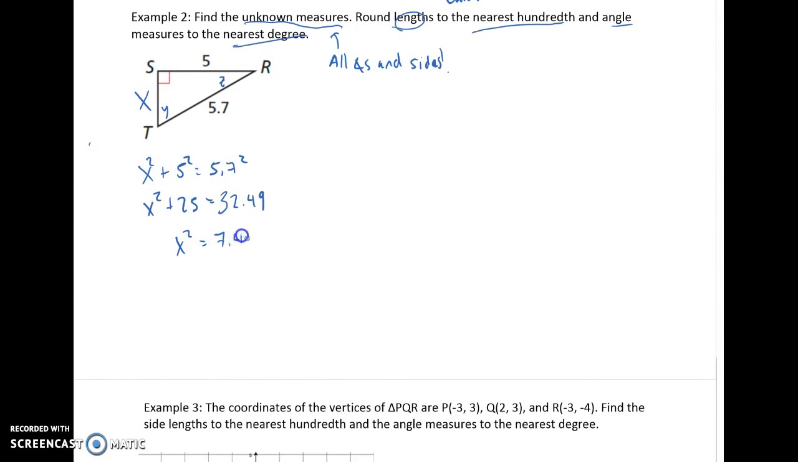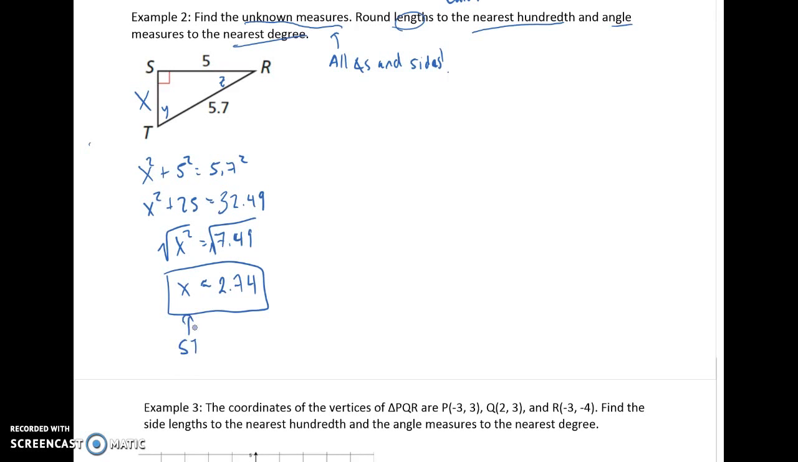7.49. Square rooting both sides. Remember, it's a length here, so I only want the positive answer. And I want to round that to the nearest hundredth. So I'm going to get 2.74 as my missing length. So this is st. Okay.